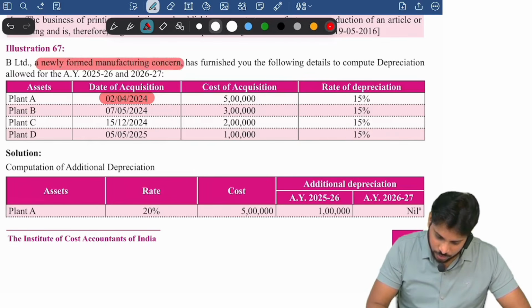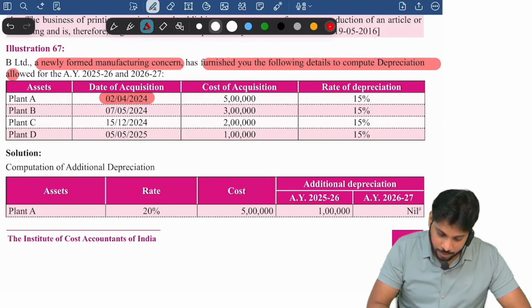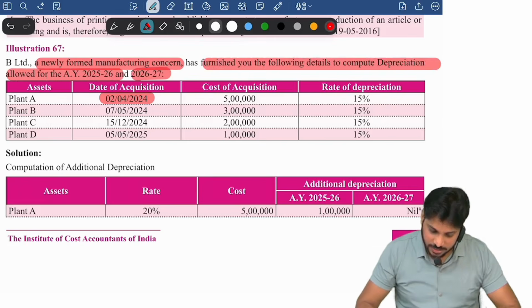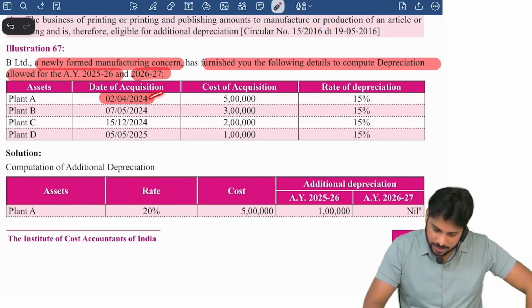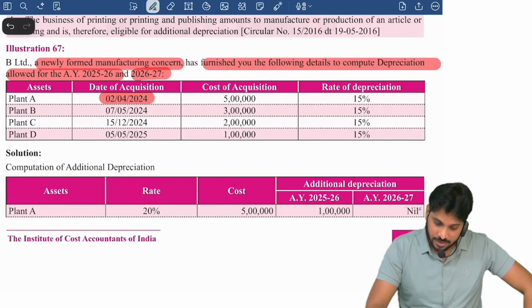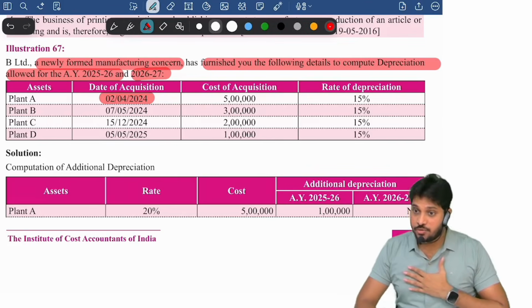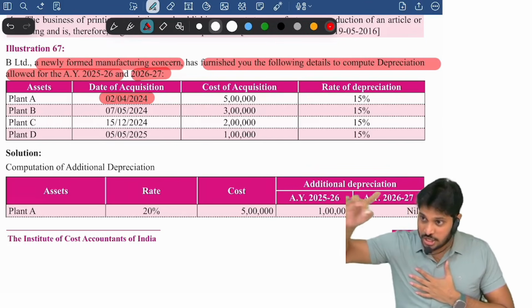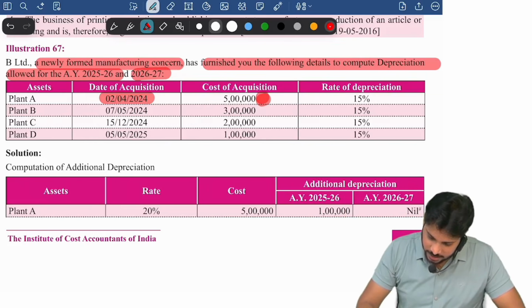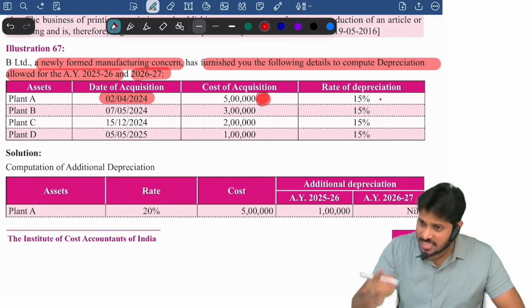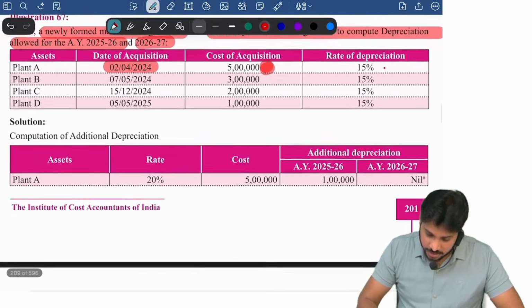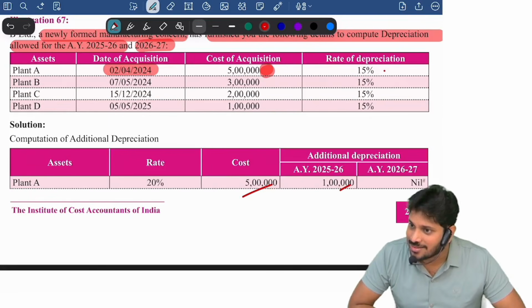They are asking: the newly formed firm furnished the following; compute depreciation allowed for 25-26 and 26-27. We are only computing additional depreciation directly. Now, last year it was acquired and the date of acquisition is given. If the usage date is not given, we assume it is used on the same date. Now 5 lakhs into 20%, right? The rate of depreciation 15% is the normal rate. Additional depreciation is always 20%. Therefore 5 lakhs into 20% is 1 lakh.